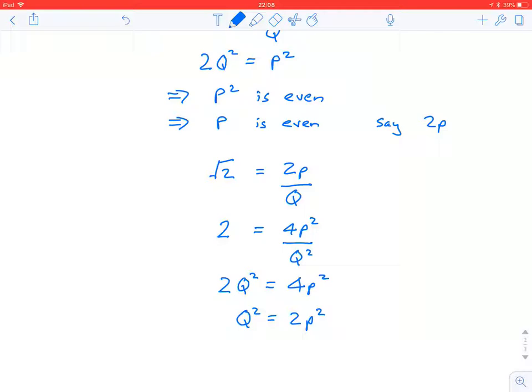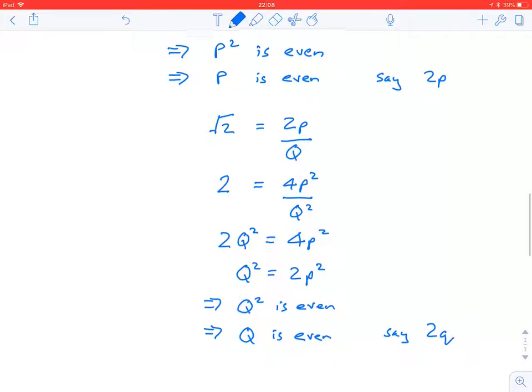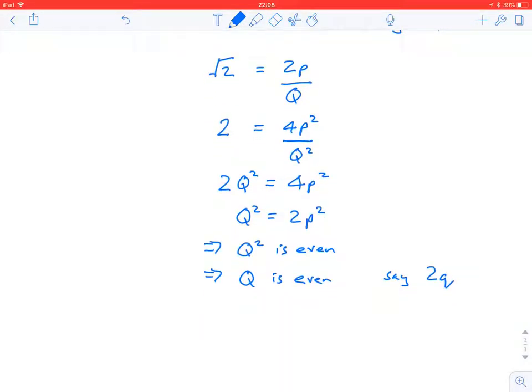But what does that tell us about capital Q squared? It tells us that it's even because it's little p squared multiplied by 2 and p squared is an integer. So that implies Q squared is even. And just as before, that will in turn imply that Q is even. Say 2 times little q. So capital Q is 2 times another integer, which we've called little q.